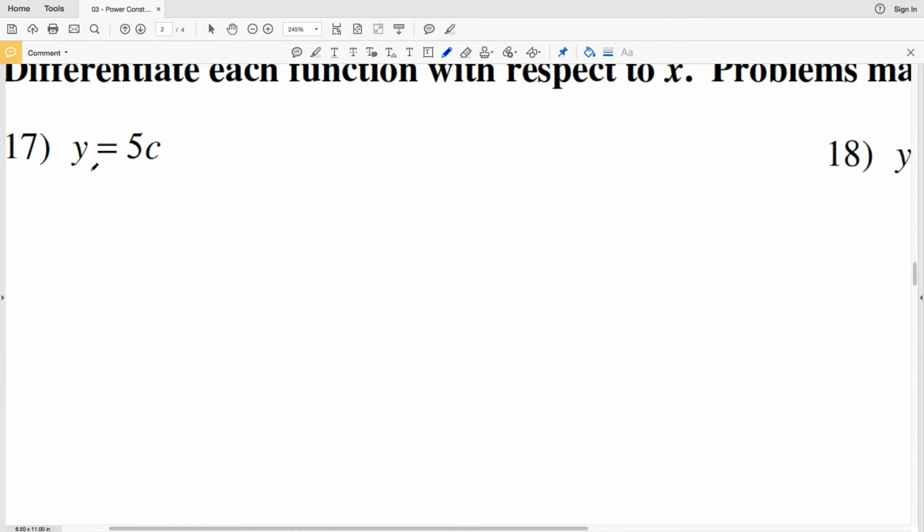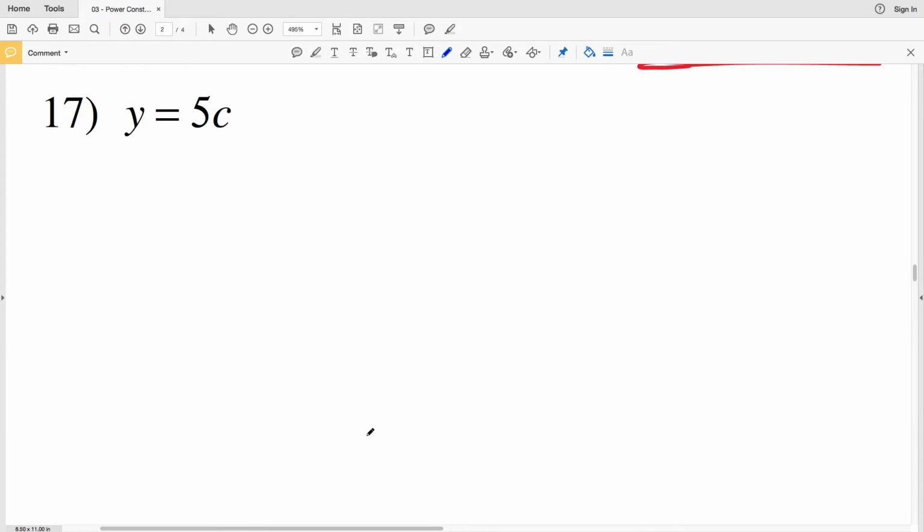So looking at number 17, if we're finding the derivative of y with respect to x, dy dx, well, looking at y, all we have is a constant, because remember, c is a constant according to our instructions, and a constant times a constant will give us a constant, so the derivative of y with respect to x is 0 for number 17.